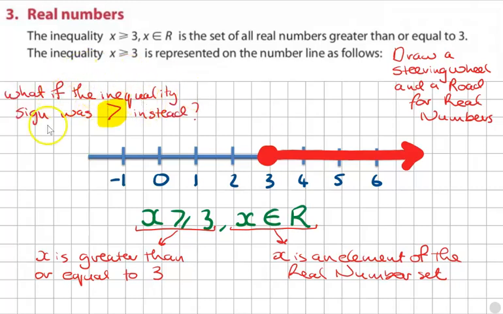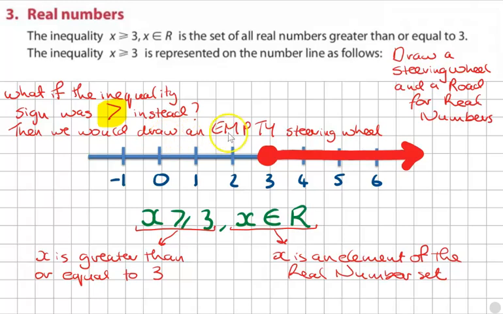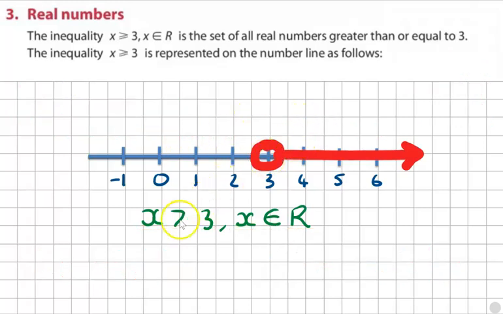What if the inequality sign was greater than instead, so without the equals part? Then we would draw an empty steering wheel and everything else would be the same. So if it just said greater than, it's an empty steering wheel.